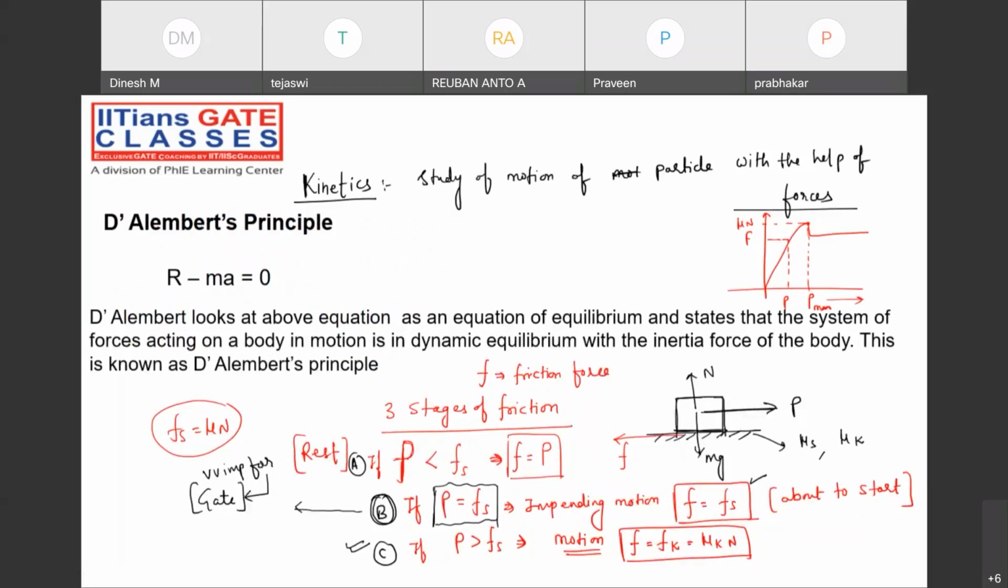Sir, whatever slide you are showing right now, that is the D'Alembert principle. But you are not talking about that. There is a reason for that. First of all, note down this thing, then we will talk about the motion condition. Right now we are in the motion. The body is not in the rest condition. The body has started moving.